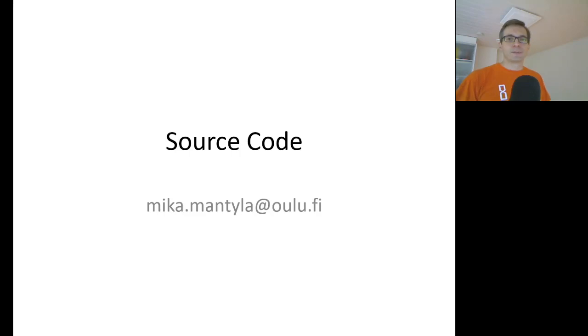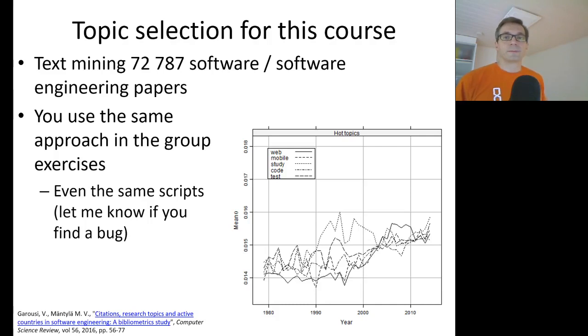Hello students, this lecture deals with source code. So the initial topic selection for this course was made by using text mining on some 70,000 software engineering papers. From those papers we identified topics, and then we identified the topics with the highest rising trend.